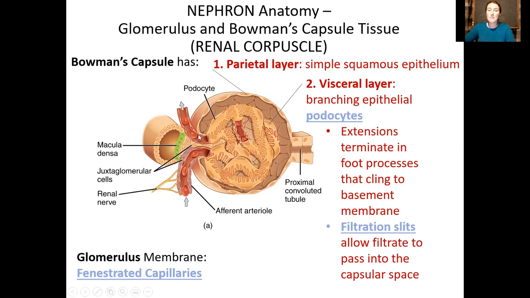Okay, and to be thorough, the outside, right, the parietal portion, the wall of Bowman's capsule is just made of simple squamous epithelium, right?